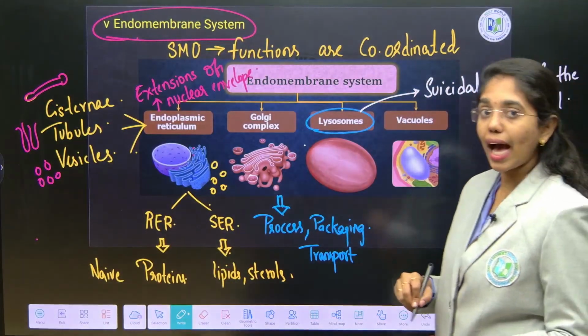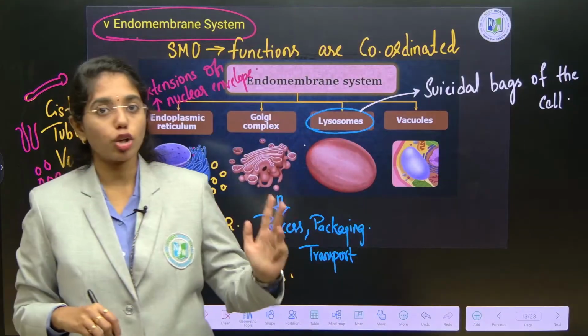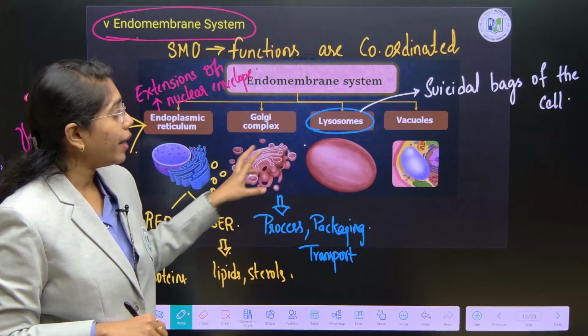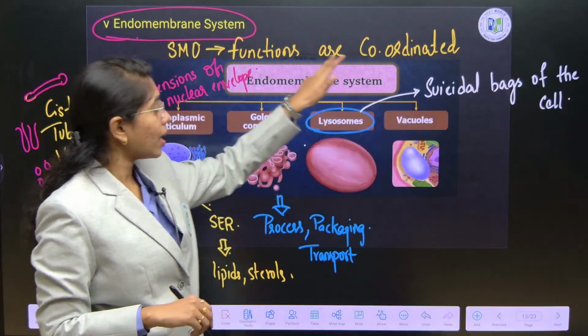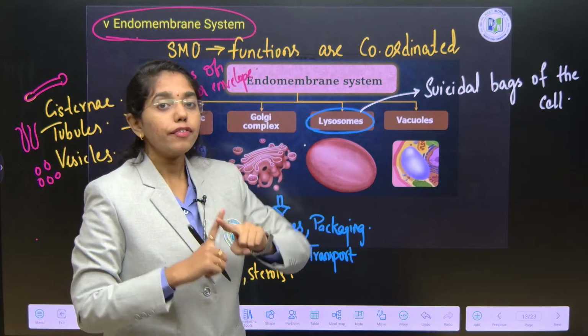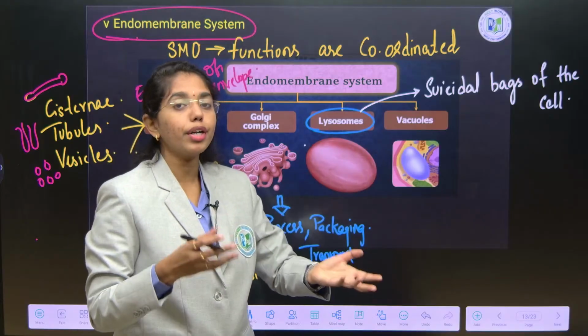As such, we have primary lysosomes, secondary lysosomes, residual bodies and autophagosomes. We are going to learn all four types of lysosomes. And the vacuole also is included under the endomembrane system if you include a plant cell. If you consider an animal cell, you can eliminate the vacuole because vacuoles are primitive or negligible in an animal cell.